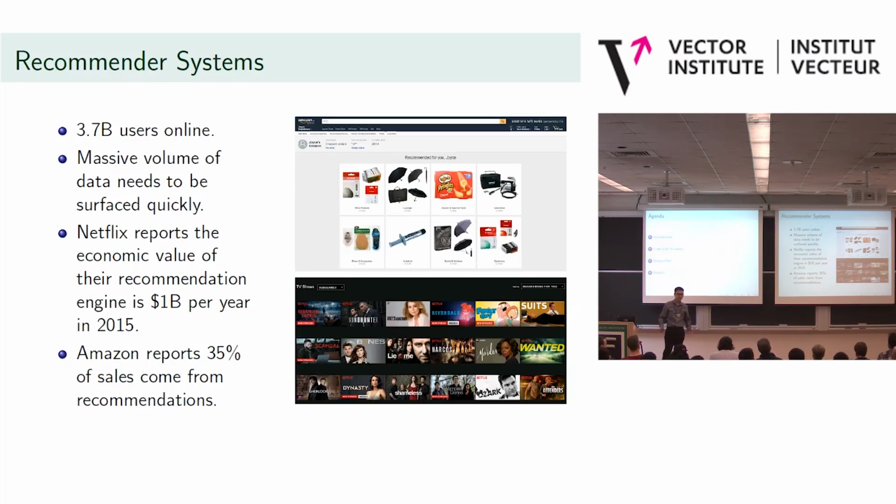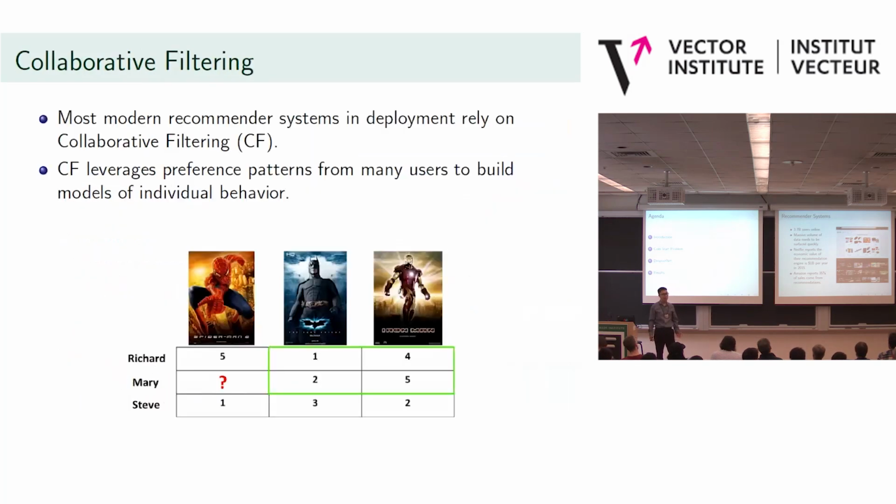Netflix has reported that the economic value of their recommender system is worth over $1 billion per year, and that's back in 2015. And Amazon has reported 35% of the sales are coming from recommendations.